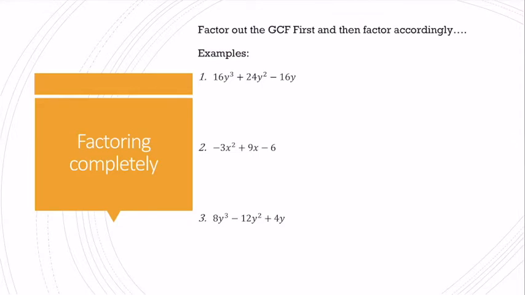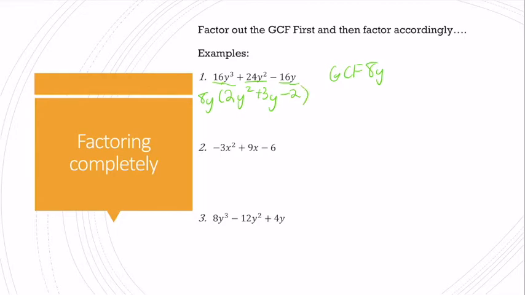In some cases, we're going to have to factor completely, and that means we have to pull out the greatest common factor before we can factor accordingly. So what's the greatest common factor of 16, 24, and 16? Well, that's going to be 8, because 16 doesn't go into 24. The greatest common factor of y cubed, y squared, and y is just y. So that gives me 8y times 2y squared plus 3y minus 2.